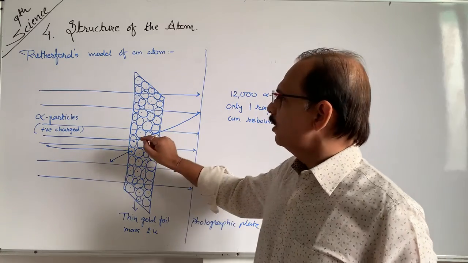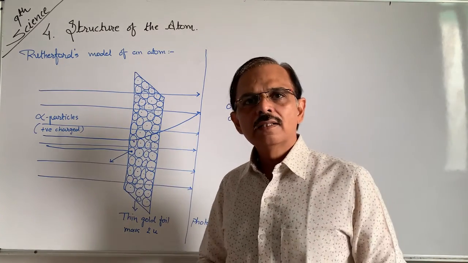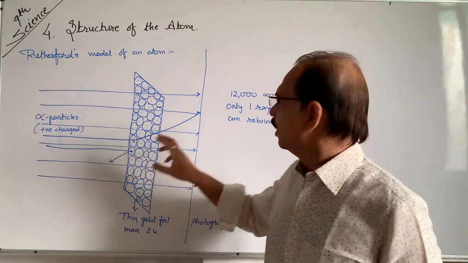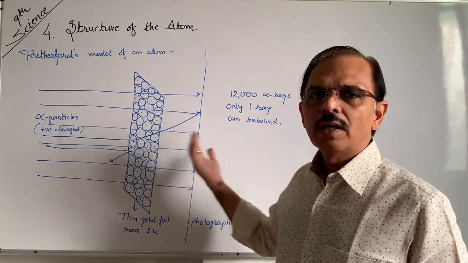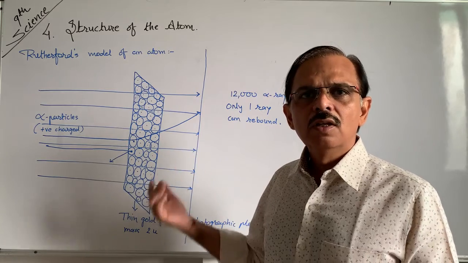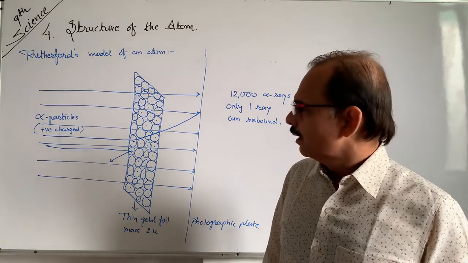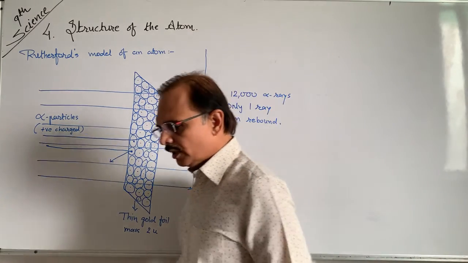Though the diameter of the nucleus is very small compared to the diameter of the atom, because the atom seems to be hollow. 12,000 rays easily pass. Out of these 12,000 rays, only one ray would rebound. It means the conclusion is what?